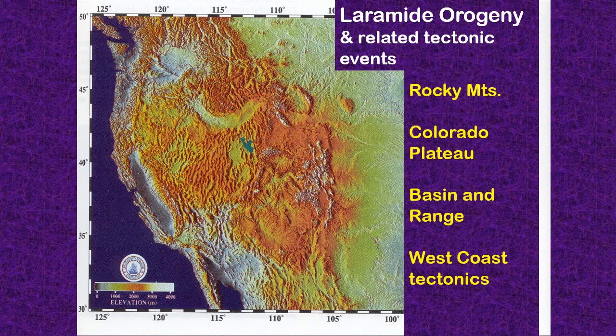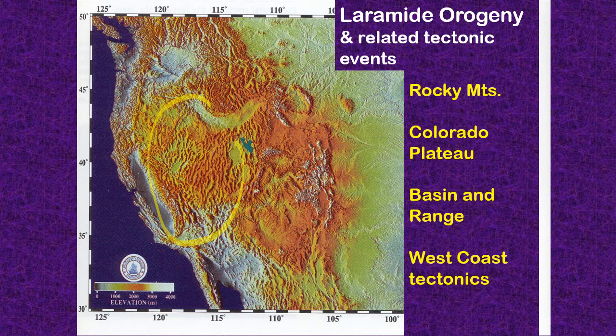Let's look at the influence of the Laramides, because the last thing we talked about with those is that they uplifted and drained off the Western Interior Seaway, giving us the High Plains. And that's certainly true. But the Laramides did more than just produce that. They also produced the Colorado Plateau, they produced the Basin and Range, and they contribute to all of our west coast tectonic activity.